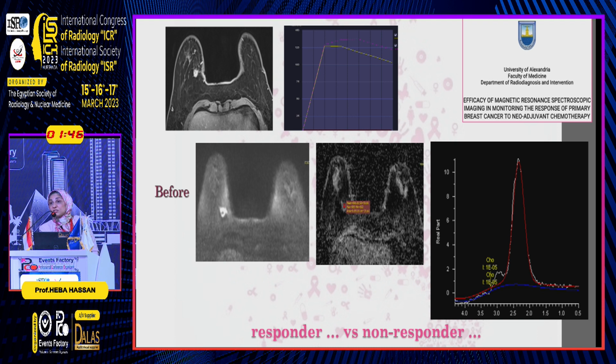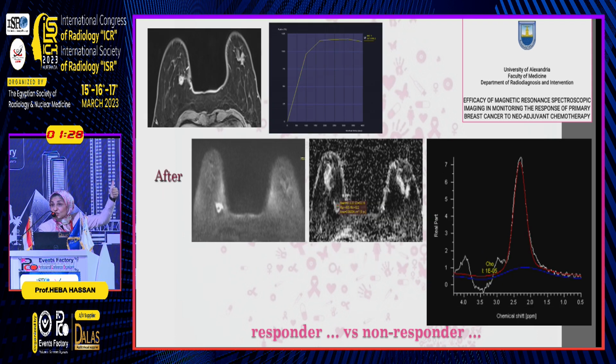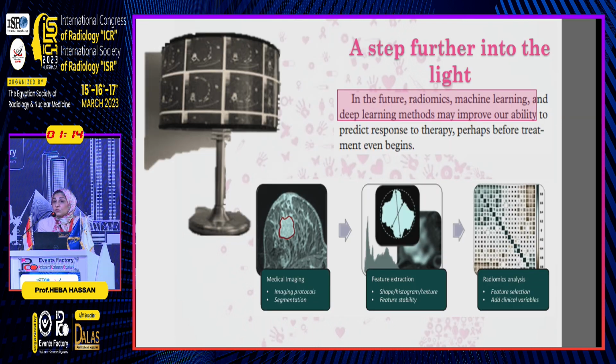And again, we did some research in this field as early as the first and second cycle. And as you can see here, we've got a case giving you a type 3 curve, marked diffusion restriction, and a high choline curve reaching up to 11 arbitrary units. After the first cycle, the curve changed, the diffusion ADC value increased, and there was a decrease in the choline. And at the end of her cycles, I don't have any images to show you because it was a totally vanishing tumor.